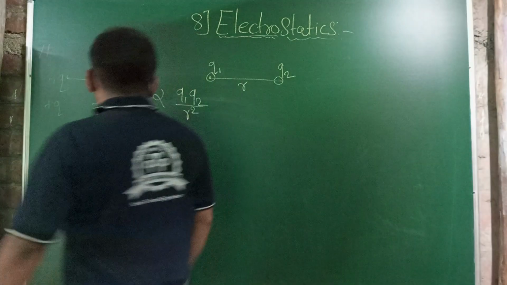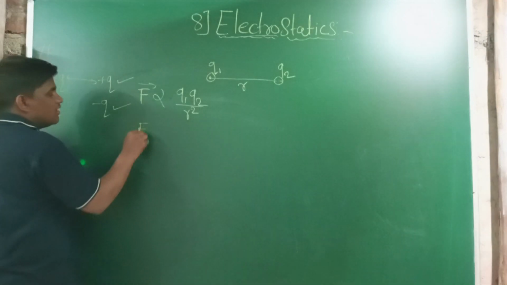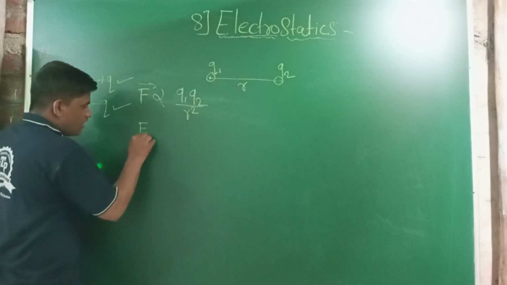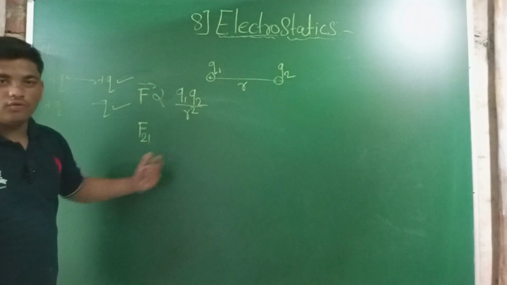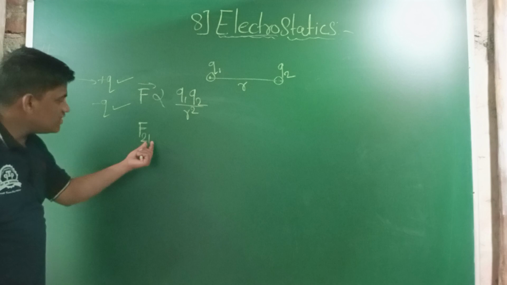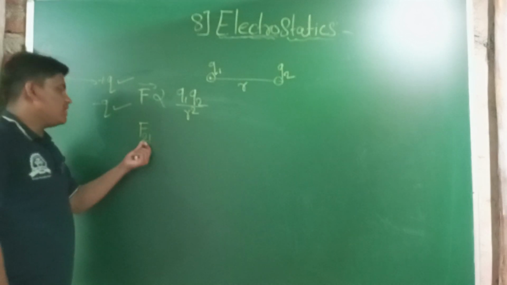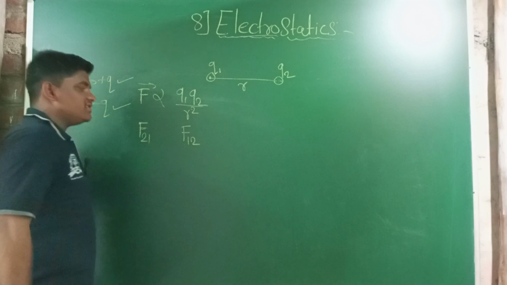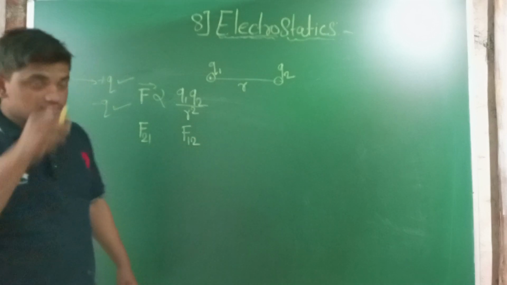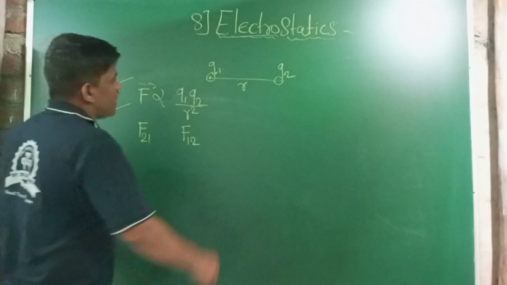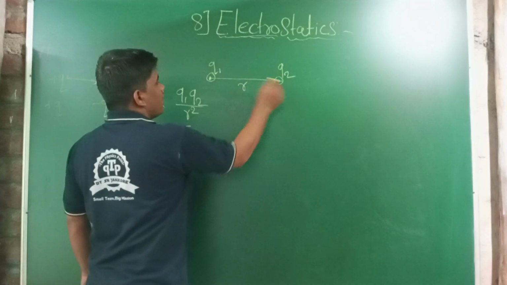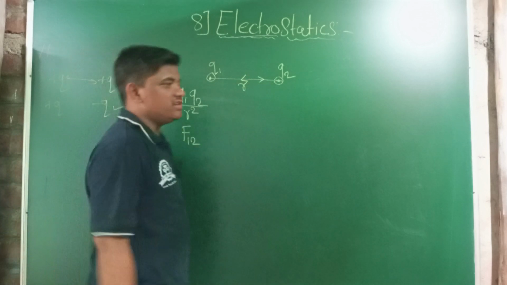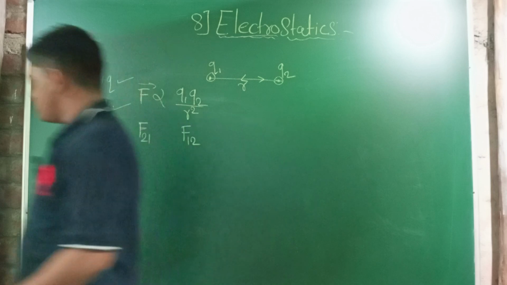The force experienced by the first charge, q1, due to the second charge is written like this: F21. The force experienced by the first charge due to the second charge is written like this. But whenever the force acts on these two charges, it acts along the radius, or along the straight line joining the two charges.